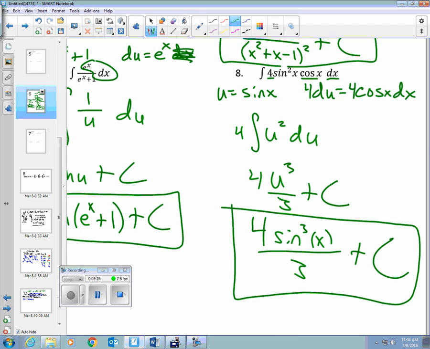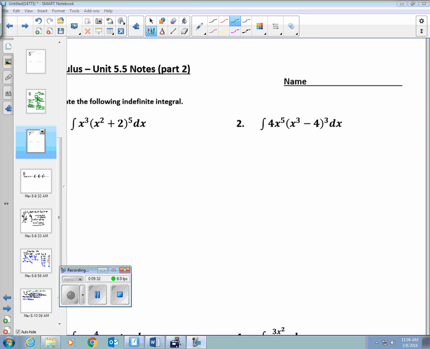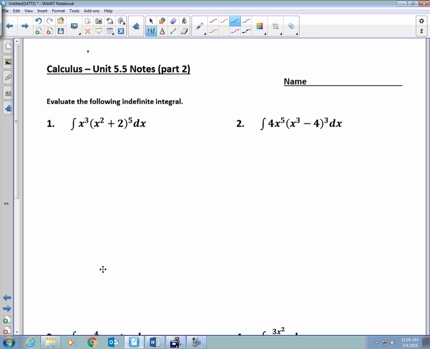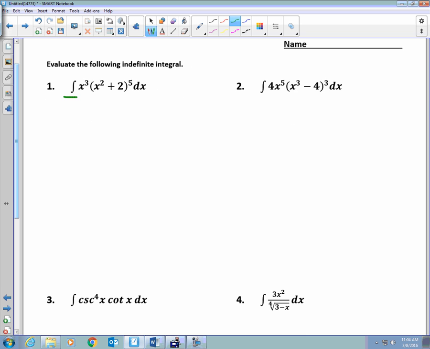Flip it over. Try 4 more. Here we go. Evaluate the following indefinite integral. What is different about this one? Both quantities have an exponent. Good. What else? When you take the derivative of the inside, what do you get? 2x. I'm not worried about the 2. But I just come up with x. Boy, it sure would be nice to come up with an x cubed.